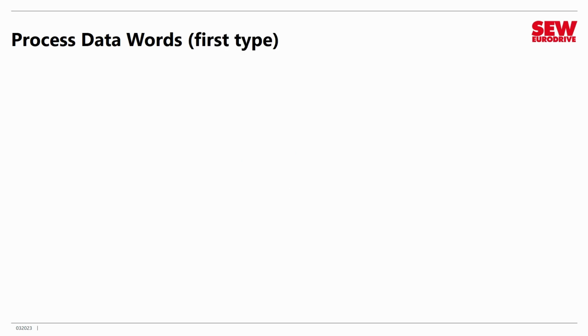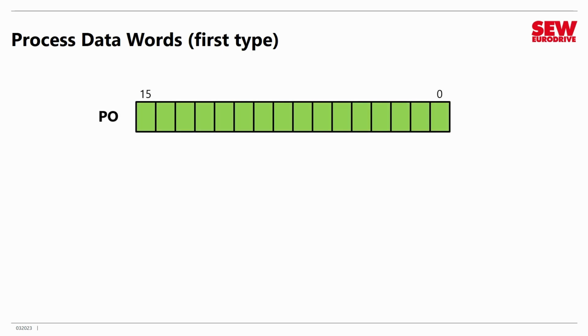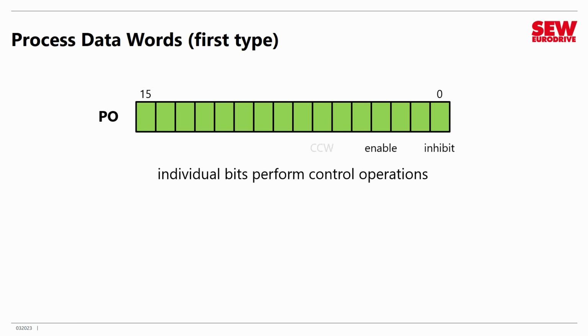Let's look at the first type where the individual bits behave sort of like switches. We'll look at a process output word first. The individual bits in this would perform individual control operations. For example, you may have a bit to cause a controller inhibit and enable, select direction clockwise or counterclockwise, maybe do an emergency stop. These would be individual bits that you turn on or off to make things happen, the red bits here. The black bits are what we call don't cares. They don't do anything.